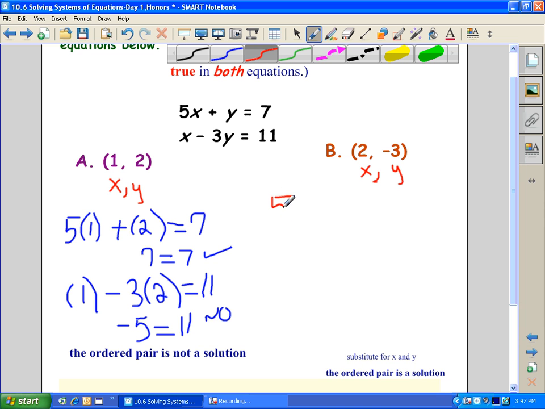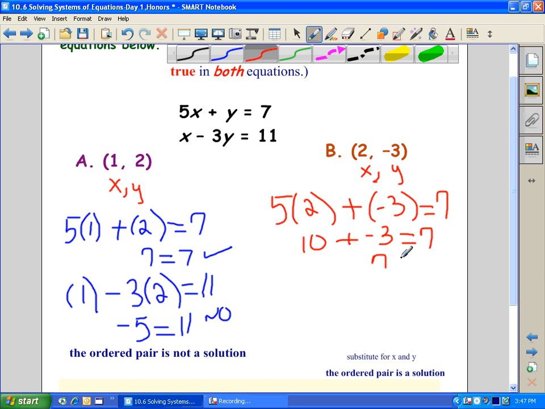So I'm going to go 5. Instead of an x, I'm going to put a 2 plus, put a negative 3 here. That should be equal to 7. See, 5 times 2 is 10. 10 plus a negative 3. Last time I checked, that's the same thing as subtraction. So I'm going to get 7 equals 7. Hey, it works for the first one. So I put a check. That's a true statement. Now I have to go to this second equation.